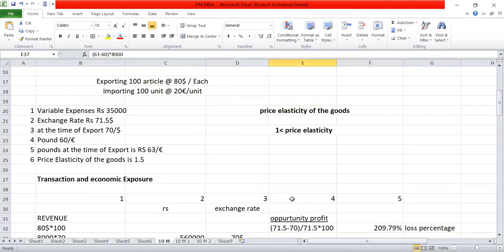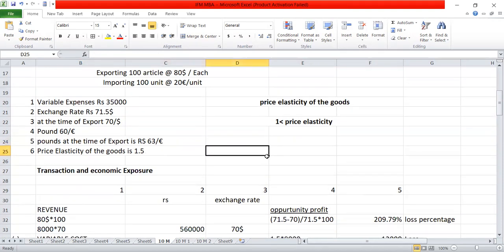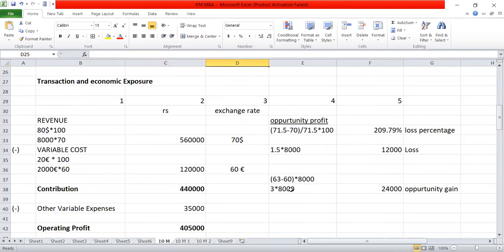Sorry, pounds also. See, pounds at the time of entering into the contract were 60 rupees per pound, and pounds at the time of export is 63 per pound. Now see, the important thing is when we are purchasing the commodities, actually the price should be less. But at the time of export, it became 63 rupees. So 3 rupees extra happened. So now we are checking 63 minus 60, that is 3. 3 into 8,000, that is 24,000 rupees.